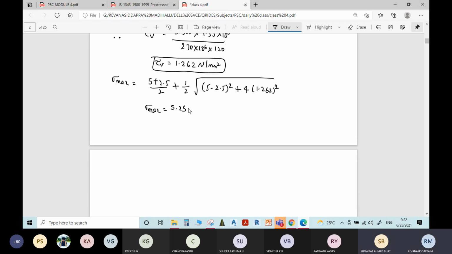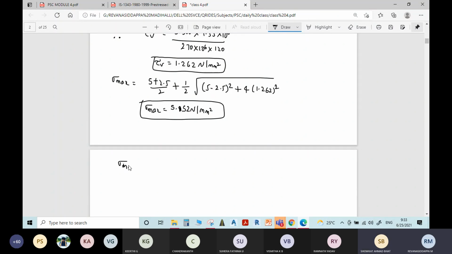5.254 newton per mm square. I got 5.5, no problem. Sorry sir, it is 5.524. Yes, even I got the same answer. 5.52 I got, that's why. Okay, 5.5 newton per mm square.